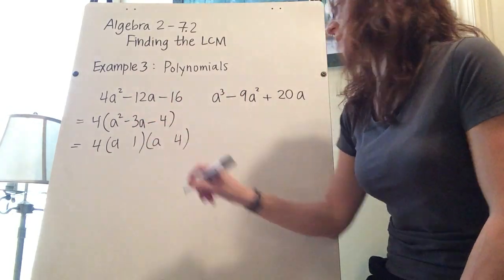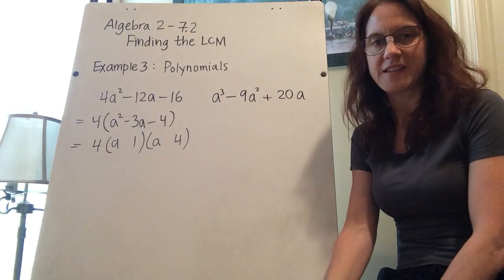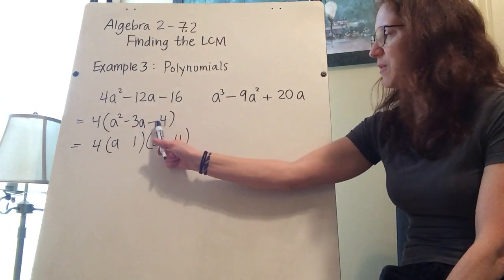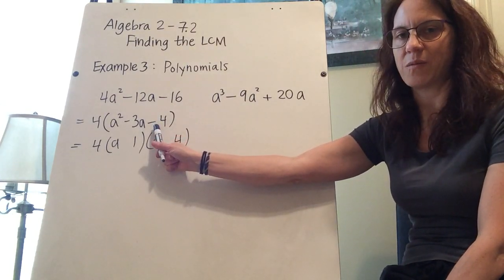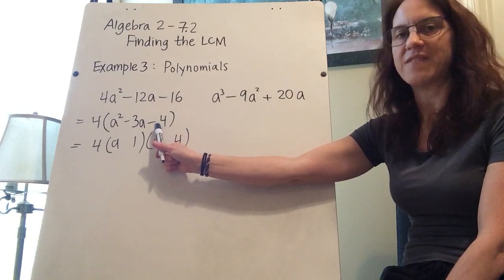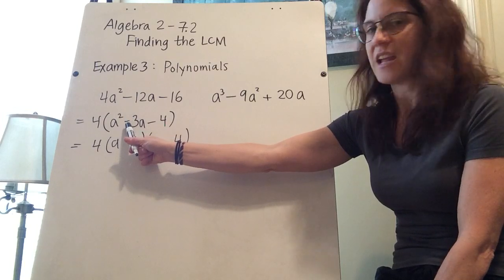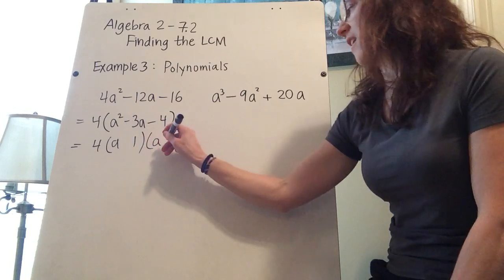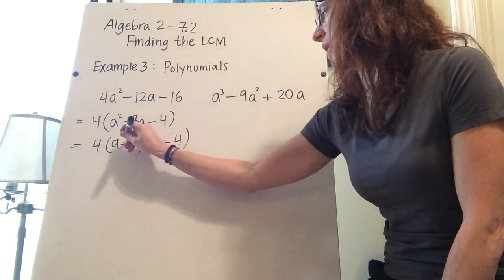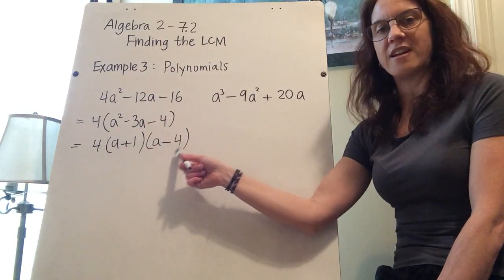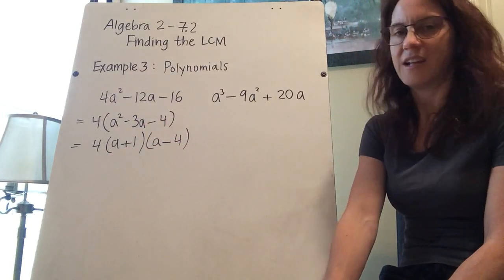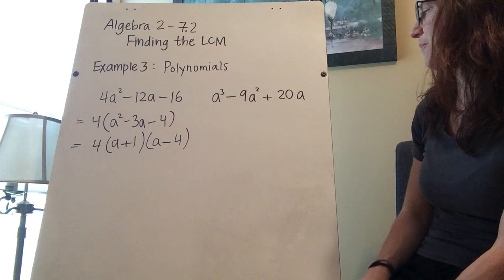I'll just write 1 and 4. It doesn't matter which order. All right, the signs. Remember the rule for the signs. We first look at the last sign in the quadratic. It's negative. That means they're different. Slide backwards. This is negative. That means the bigger number gets the negative. Negative 4, positive 1. Check that it's factored completely. It is, so we move to the next one.